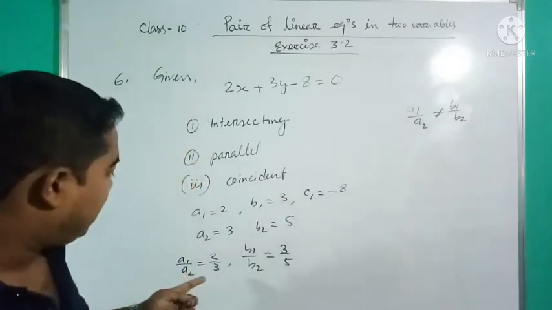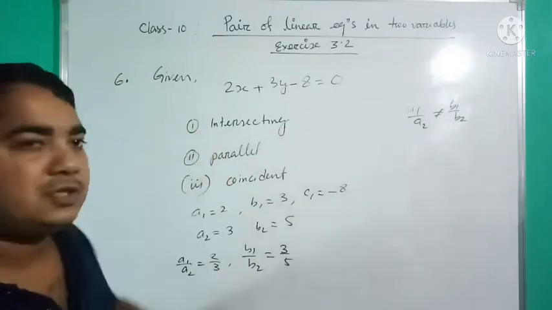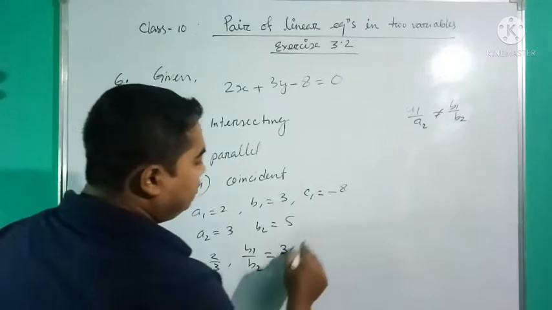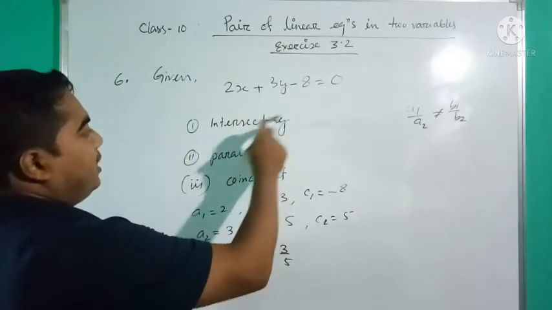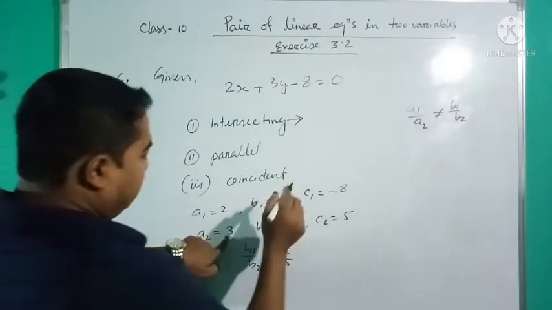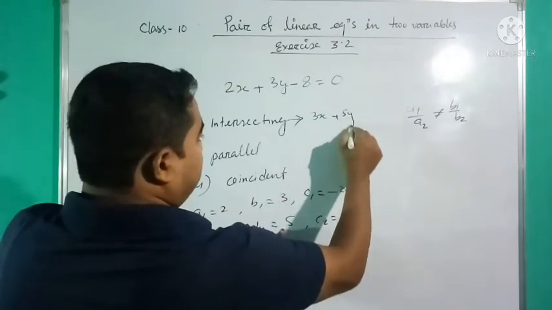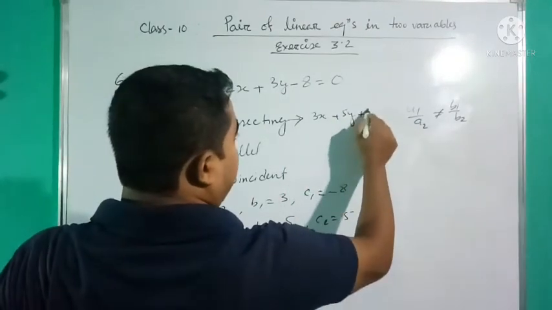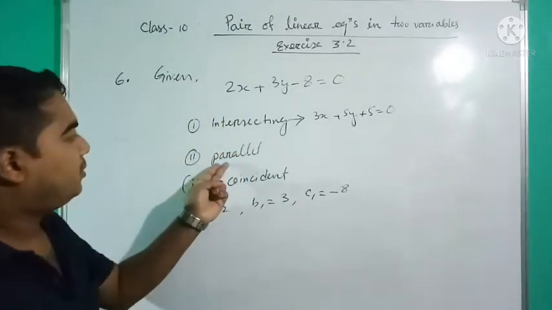Now see, a1 by a2 is not equal to b1 by b2. It is satisfying condition number 1. C1, C2 value you can take any value. Okay, I take 5. So this intersecting equation has these values: a2 value means thrice x plus 5y plus 5 equals 0. Now condition number 2 is parallel.